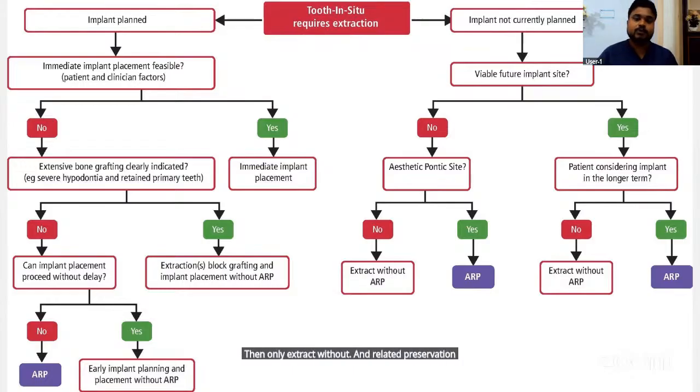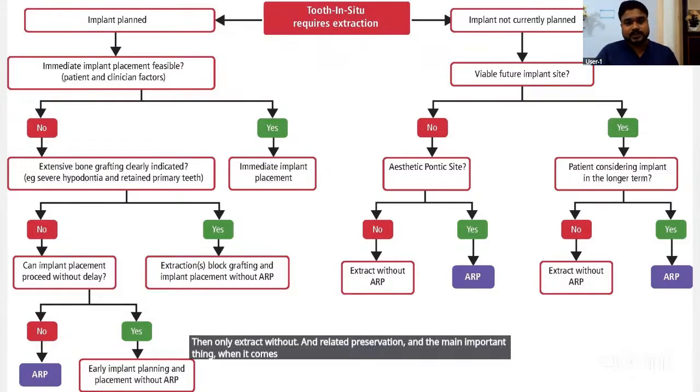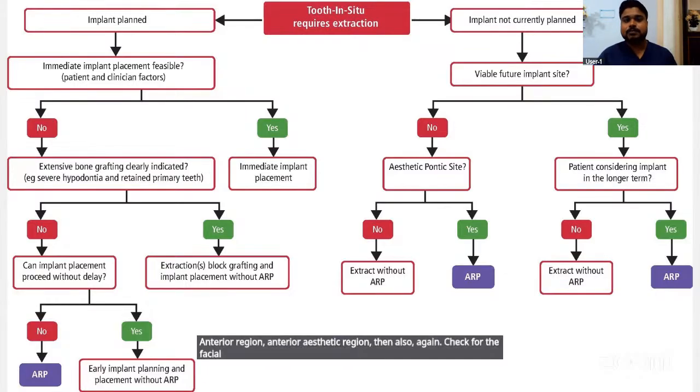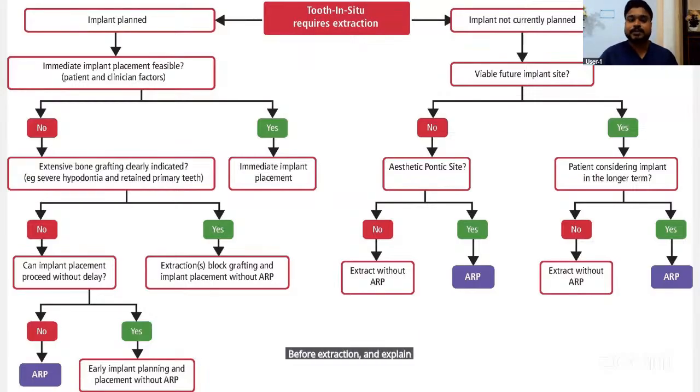And the main important thing when it comes to the anterior aesthetic region is to again check the facial and the buccal bone thickness, and even for a gummy smile, where the patient's gingival contour is and how much the lip line is. These all should be analyzed before extraction and explained to the patient, and depending upon the condition, we can go for alveolar ridge preservation in those cases.